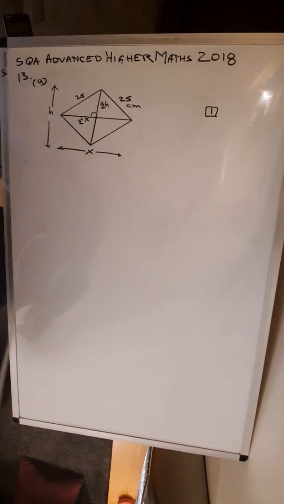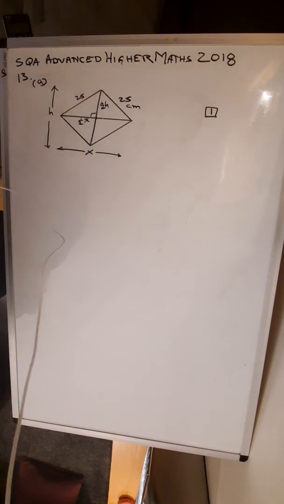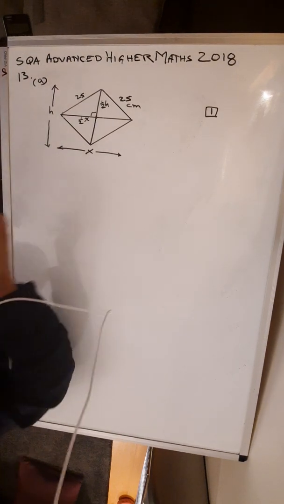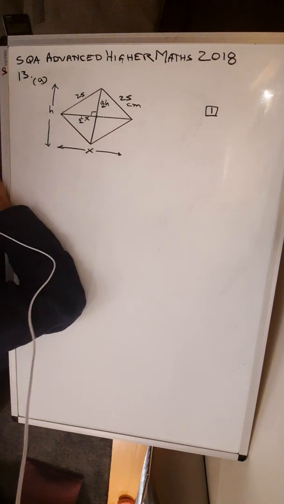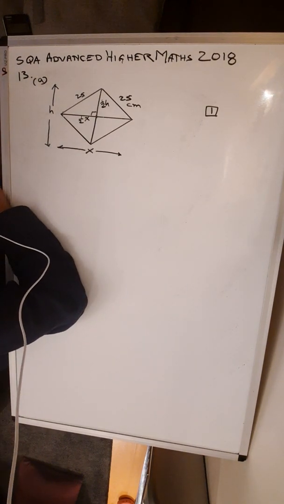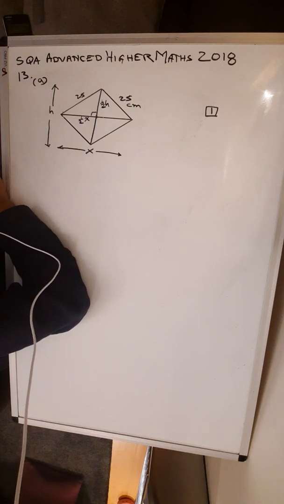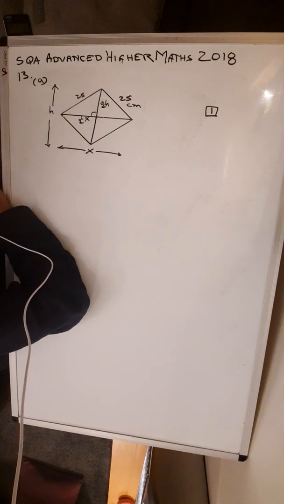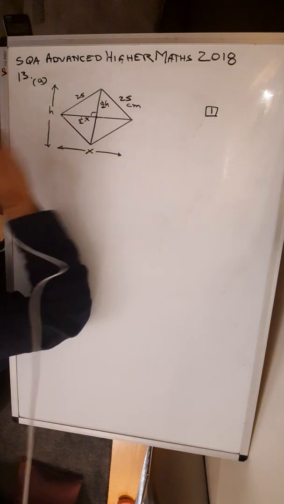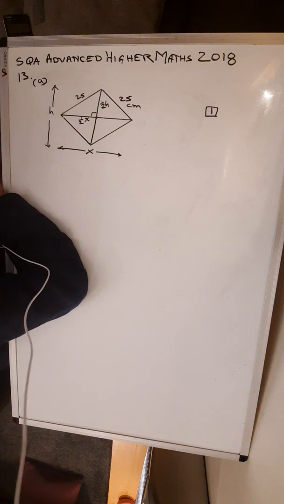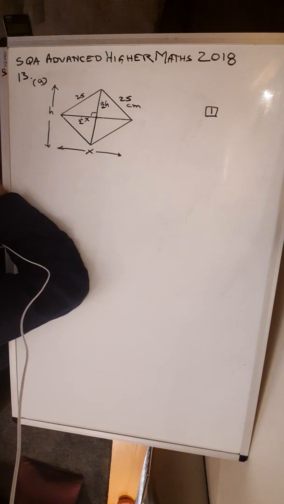SQA Advanced Higher 2018, question 13, part A. An engineer has designed a lifting device. The handle turns a screw which shortens the horizontal length and increases the vertical height. The device is modeled by a rhombus with each side 25 centimeters. The horizontal length is x centimeters and the vertical height is h centimeters.